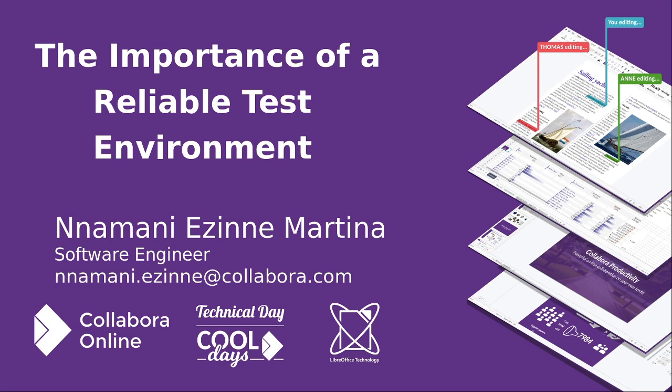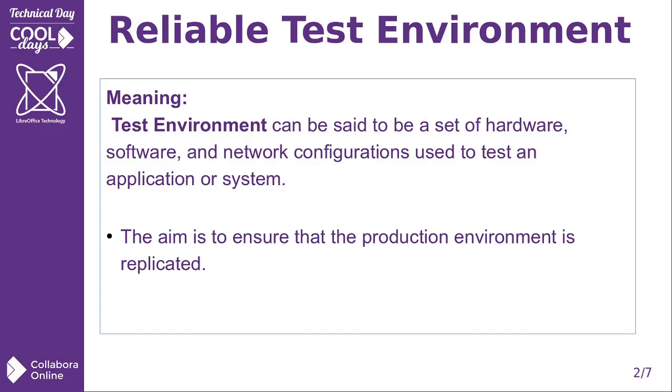Today, I'll be talking to you about the importance of a reliable test environment. So what is the meaning of this? A test environment can be said to be a set of hardware, software, or configuration that can be used to test an application. The goal of having a reliable test environment is to replicate the production environment as closely as possible. You'd want to be sure that the environment you're testing with is most likely the environment the customer will be making use of when they are using your application.